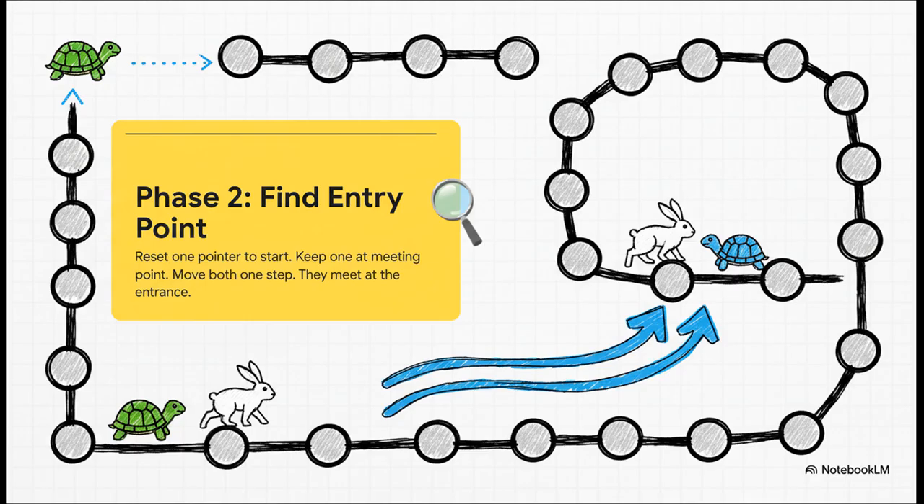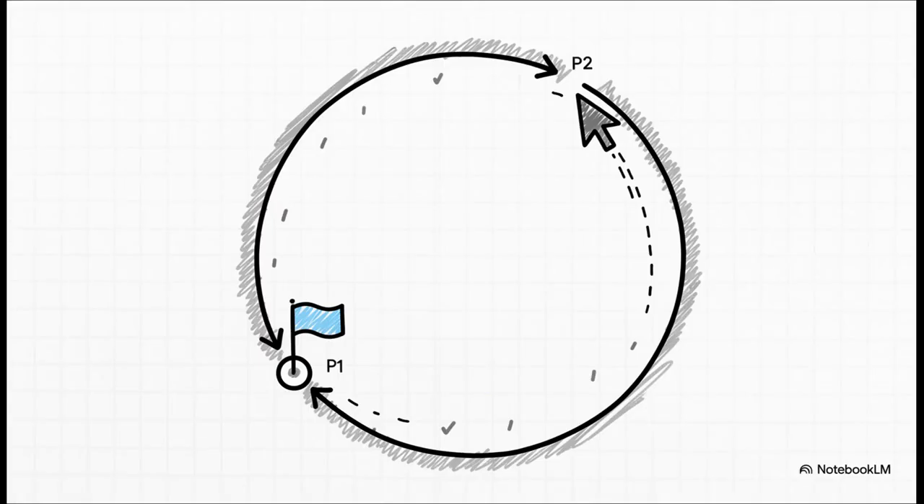The place where they meet for the second time is guaranteed to be the exact start of the cycle. It's amazing! And phase 3? Well, that's just the victory lap. Once we know where that cycle entrance is, we just take one pointer, walk it around the loop, and count our steps until we get right back to where we started. That number, that's the length of our cycle.